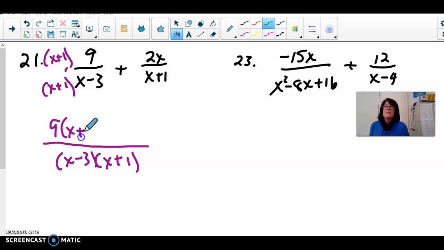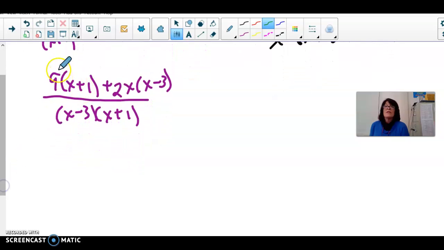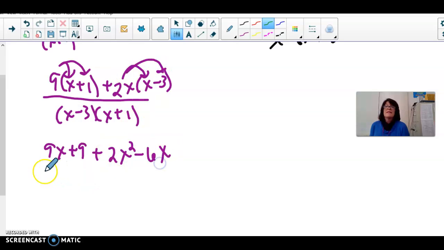I'm going to have to take 9 times x plus 1 up top, plus, let's see what I have to do to this denominator to make it have x minus 3 times x plus 1. I'm going to have to multiply the top and bottom by an x minus 3, right? That's what it's missing. It already has the x plus 1, but it's missing the x minus 3. So I'm going to have to take 2x times x minus 3. So let's do that distribution. We'll take the 9 through, 9x plus 9. We'll take the 2x through, 2x squared minus 6x, all over this denominator.